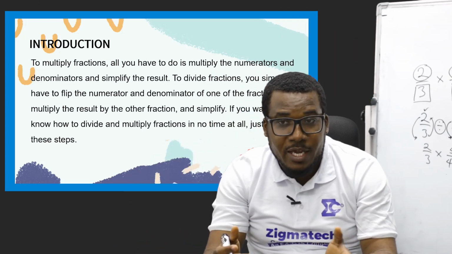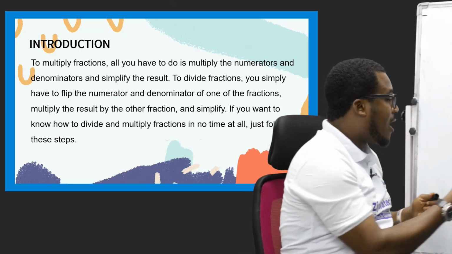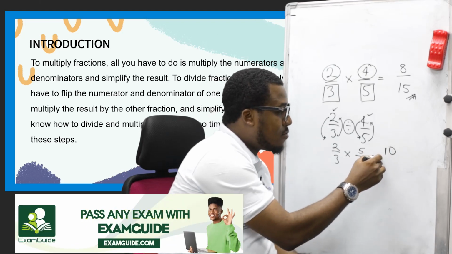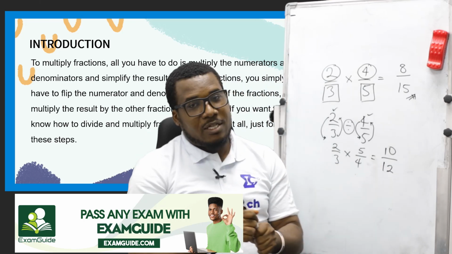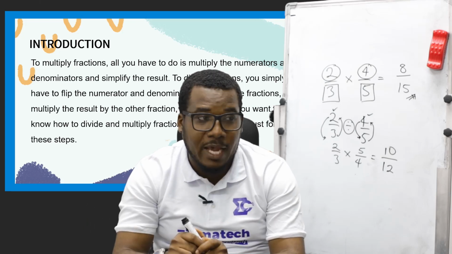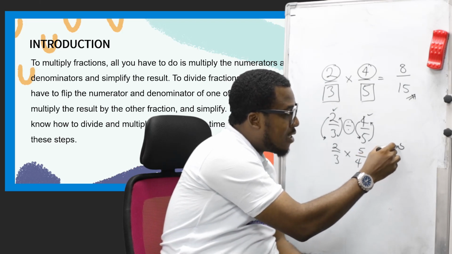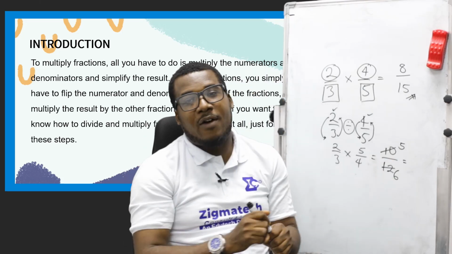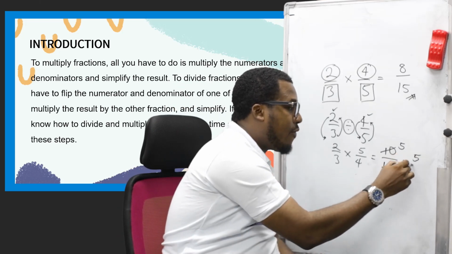But if you don't want to make much mistake, you can do as I'm about to show you right now before I use the second method. Now you can multiply as usual. 2 times 5 is 10 all over 3 times 4 is 12. Now in this case, 10 and 12 have a common multiple. There is somebody that can divide both 10 and 12. And this person is called 2. Now 2 into 10 is 5. 2 into 12 is 6. Nothing again can divide these two functions. Thus, your answer becomes 5 over 6.